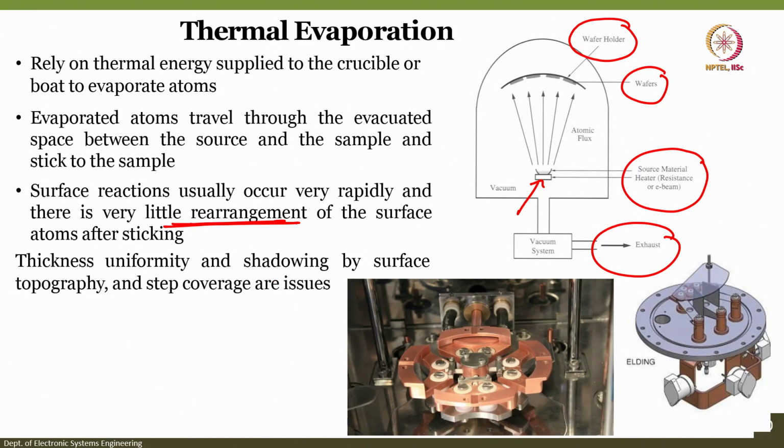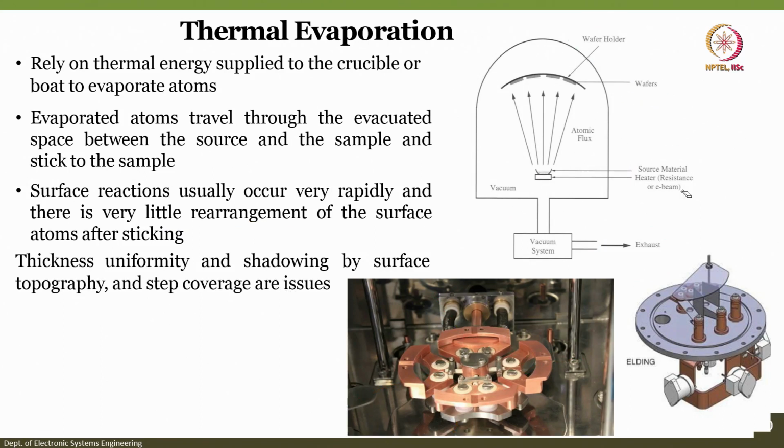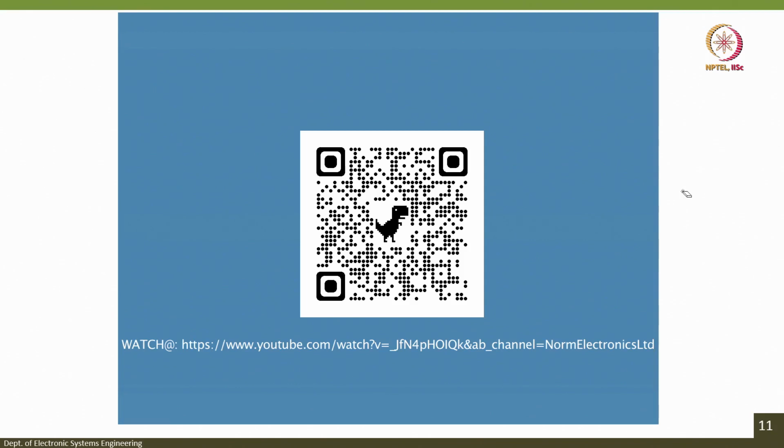The thickness uniformity and shadowing by surface topography, as well as step coverage, are the issues. In this case, these are the substrates, and these are the source holders, 4 source holders. This is a photo within the thermal evaporation system, and we can have 4 different sources. At one time only one source can be used, but we can load different materials and also form different layers of the material or the alloys. Okay, we will go to the next slide, and the next slide is a video. I will just play the video, you look into the video and see how the thermal evaporation works.